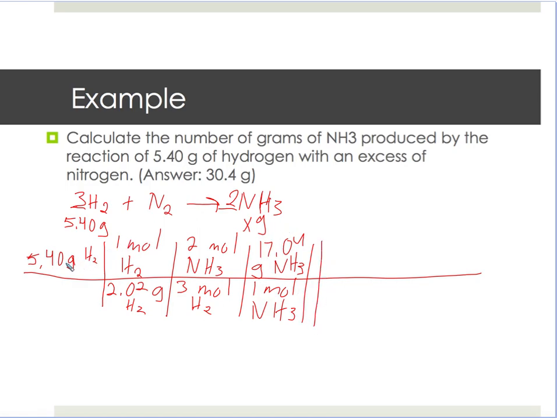If I check my units, I have grams of hydrogen and I have grams of hydrogen. Those are going to simplify down to 1. Moles of hydrogen, simplify down to 1. Moles of ammonia, simplify down to 1. I'm left with just grams of ammonia left, which is perfect.